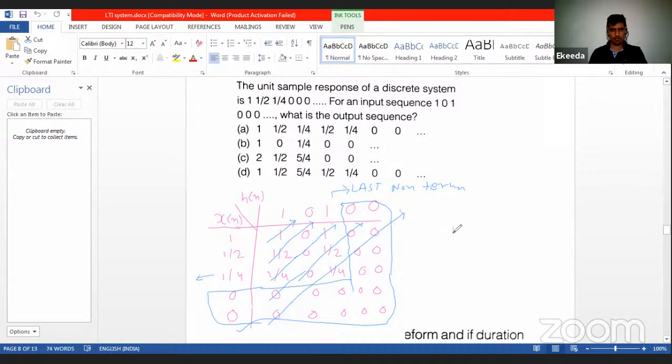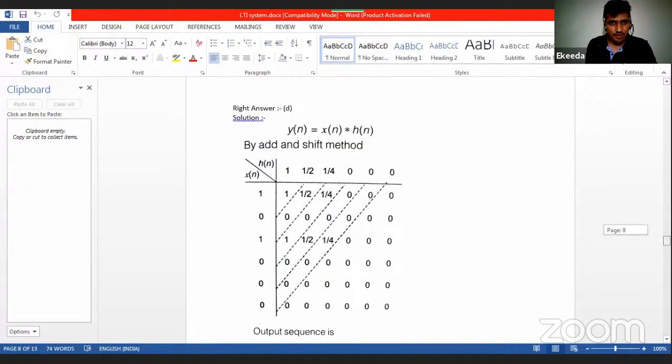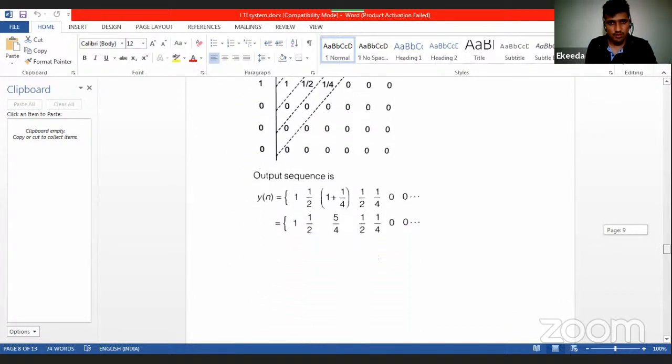So our output will be 1, 1 by 2, 1 by 2, which sums to 5 by 4, and the sum of this will be again 1 by 2, and this will be 1 by 4. So which option is correct? D is correct. Now let me clear this and come to the next. The solution you can see if you want.